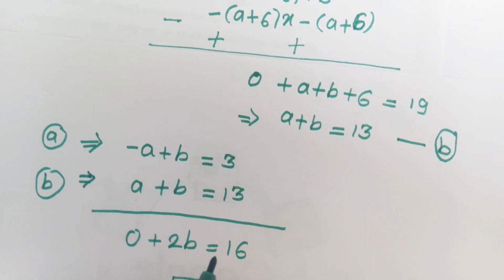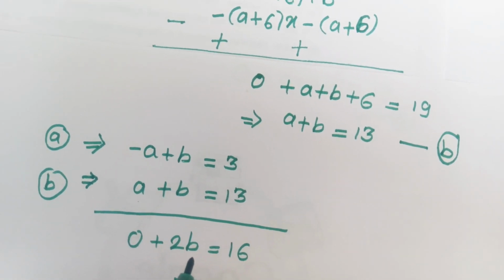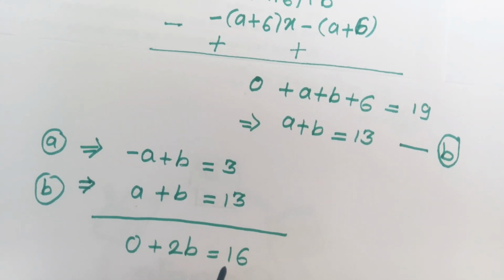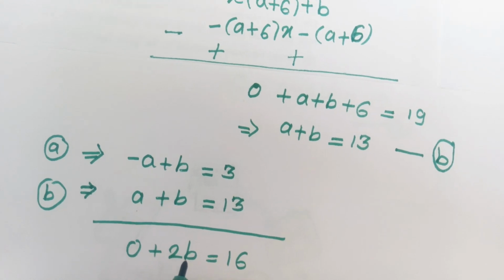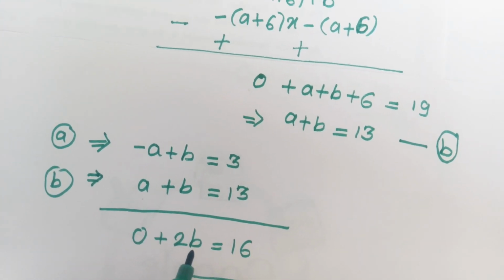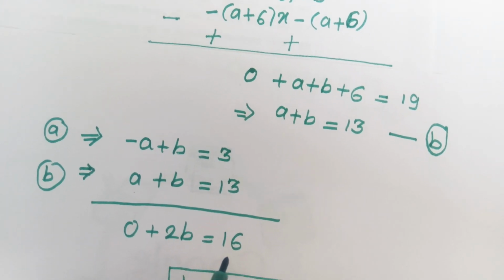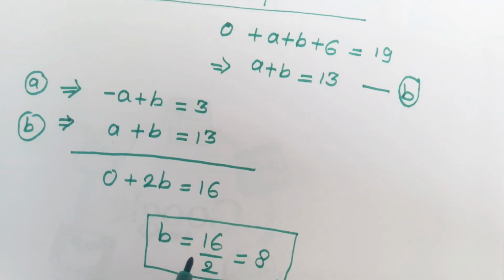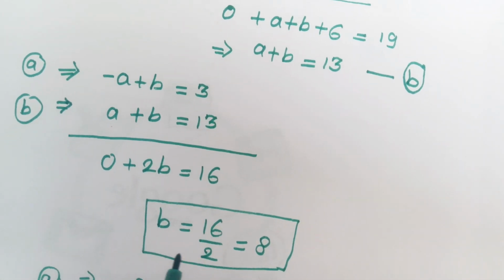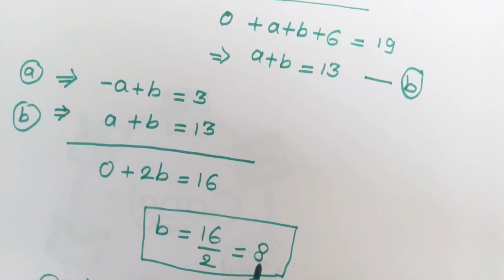So twice b is 16. Now we want the value of a and b. So from this term we get the value of b. Yes, divide this term throughout by 2. If we divide by 2, then we get b is equal to 16 by 2, that is nothing but 8. So here b is equal to 8.